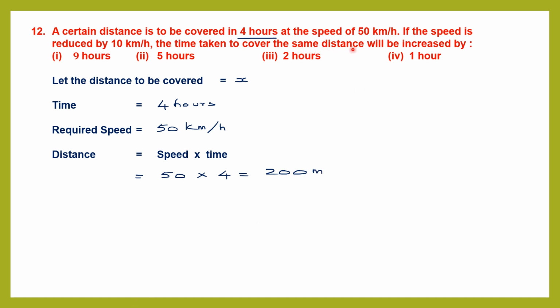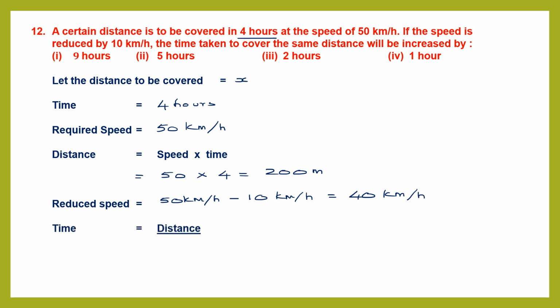Now it says same distance. So we're going to use 200 meters to find the time. This time, remember, the speed is reduced by 10 kilometers per hour. So what will the reduced speed be? Initially, it was 50 kilometers per hour. Now it is reduced by 10 kilometers, so minus 10 kilometers per hour. So reduced speed is 50 minus 10, which is 40. So this is the reduced speed, 40 kilometers per hour.